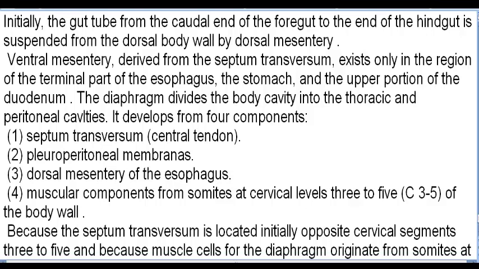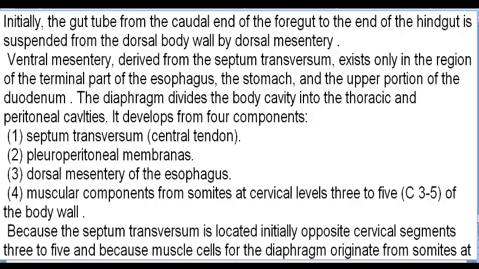The diaphragm divides the body cavity into the thoracic and peritoneal cavities. It develops from four components: 1. Septum transversum, central tendon. 2. Pleuroperitoneal membranes. 3. Dorsal mesentery of the esophagus. 4. Muscular components from somites at cervical levels 3 to 5, C3 to 5, of the body wall.